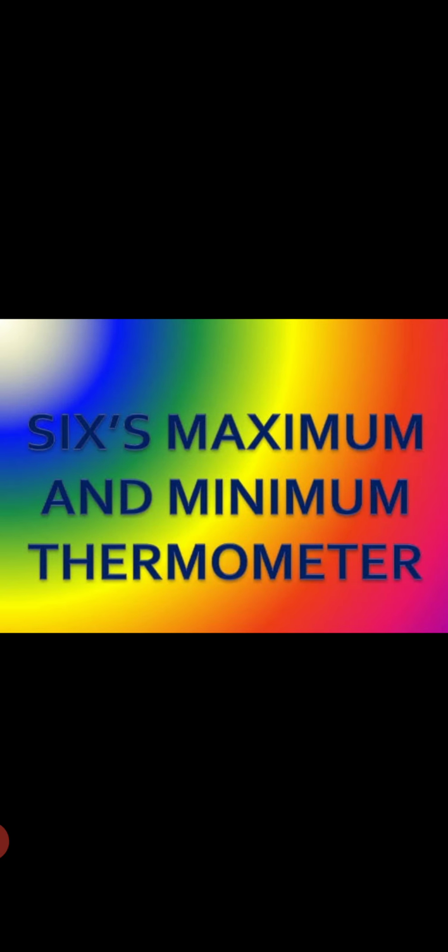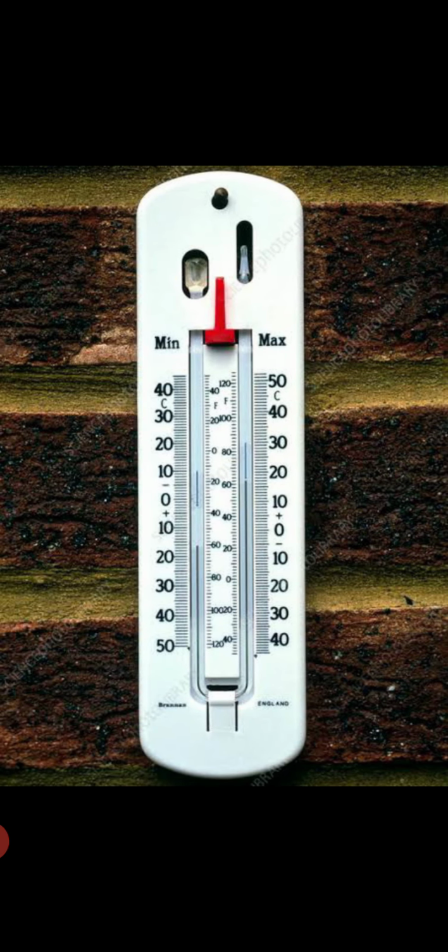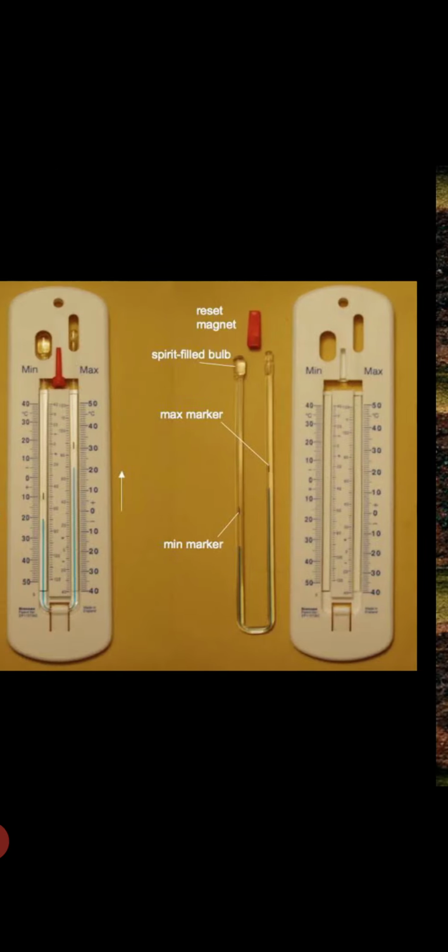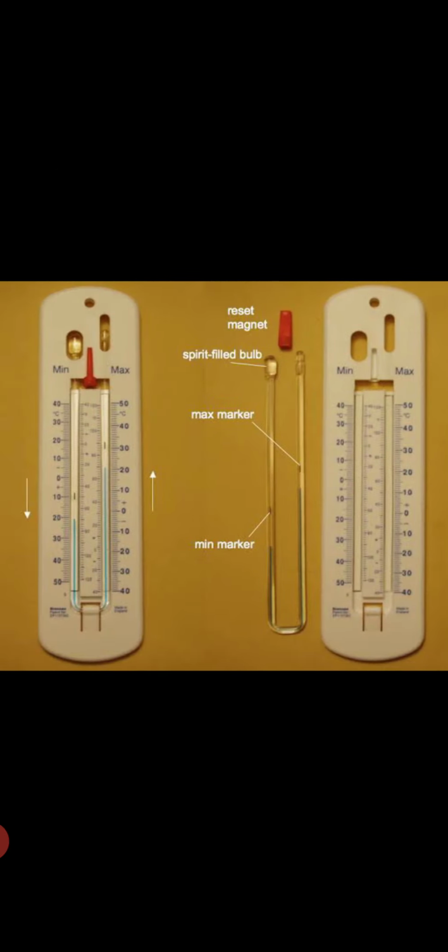Six's maximum and minimum thermometer. This is how it looks. So let's see the parts of it. It is a U-shaped thermometer. It has a spirit-filled bulb, and on the right side we have an alcohol vapor bulb. We have markers, minimum and maximum markers. We have a magnet to reset them.